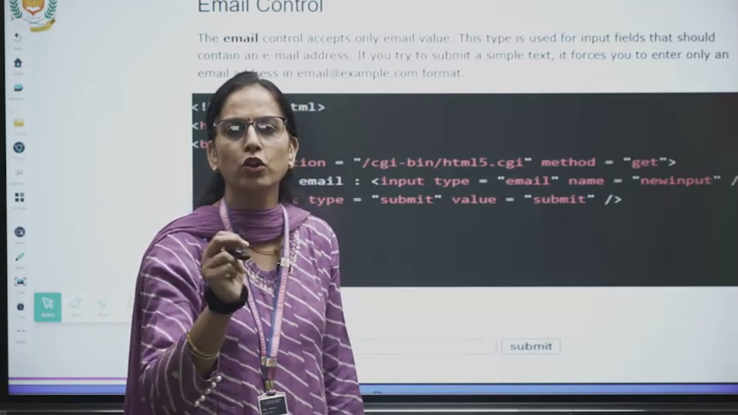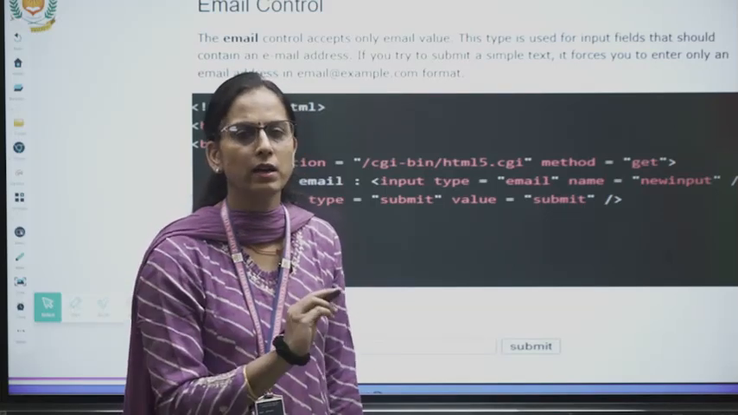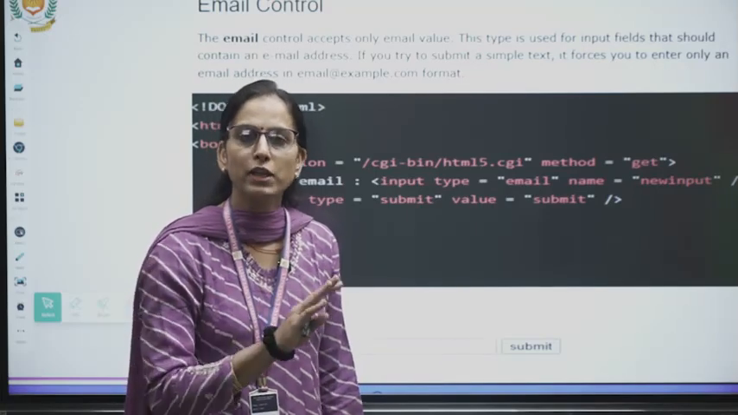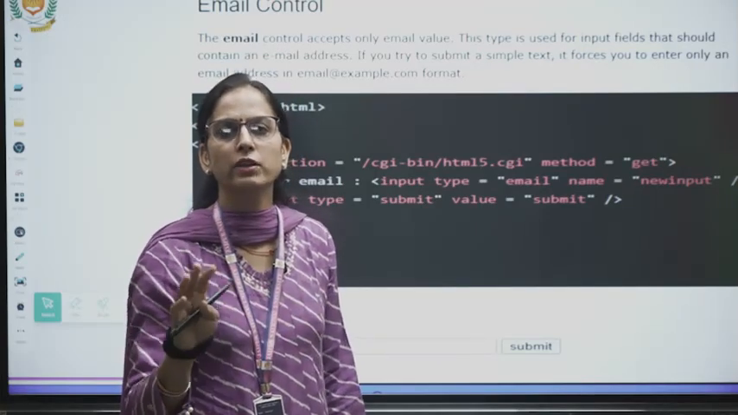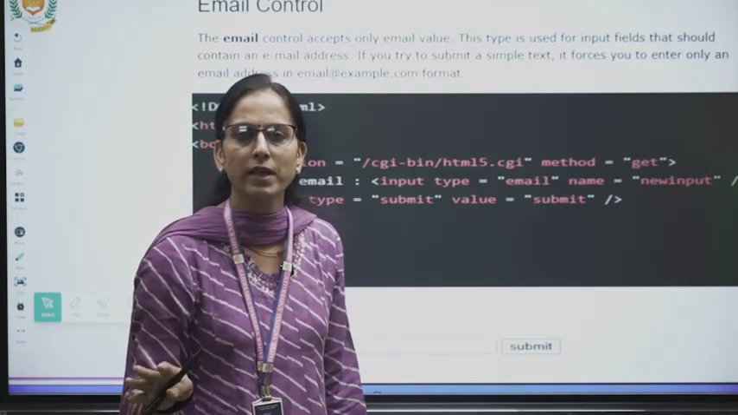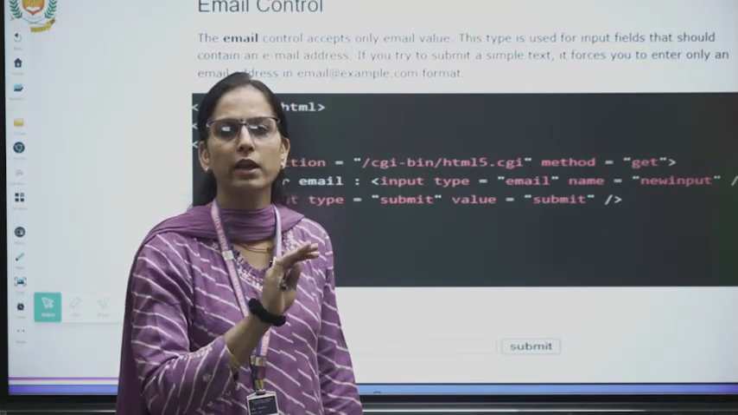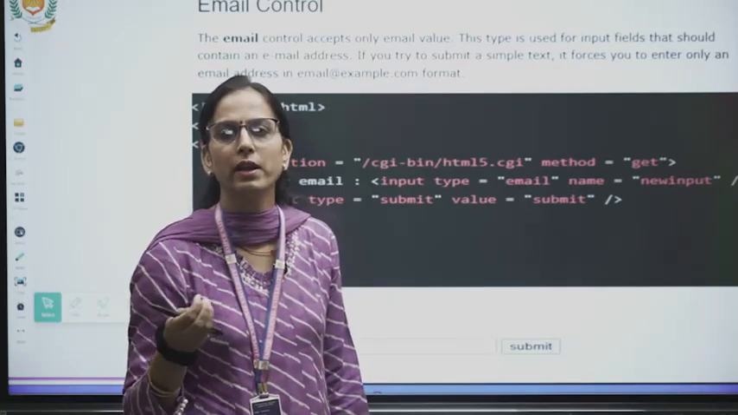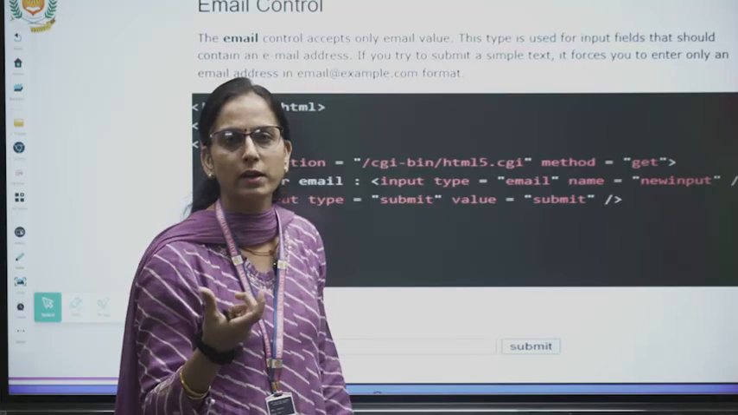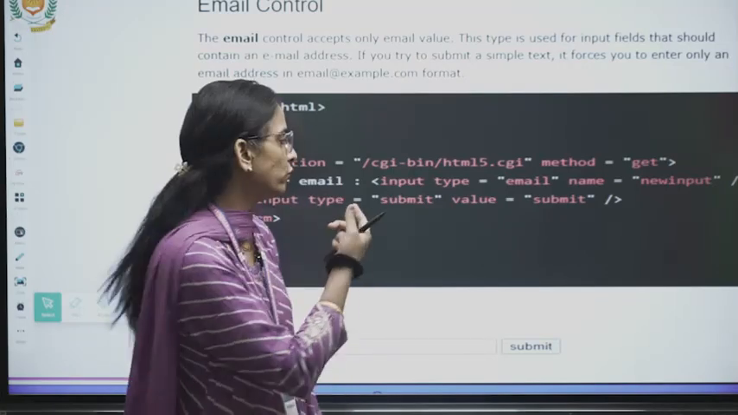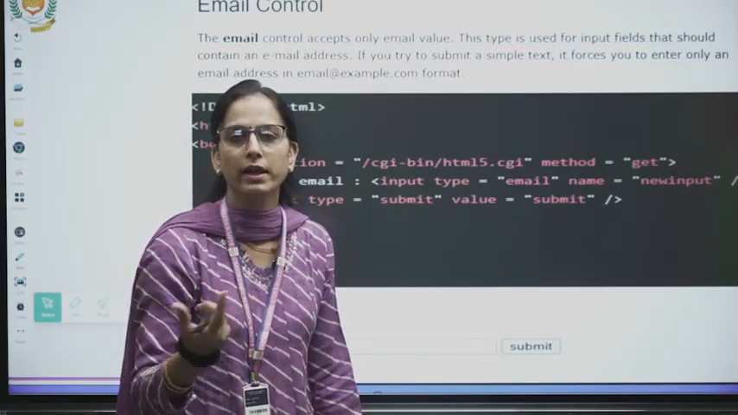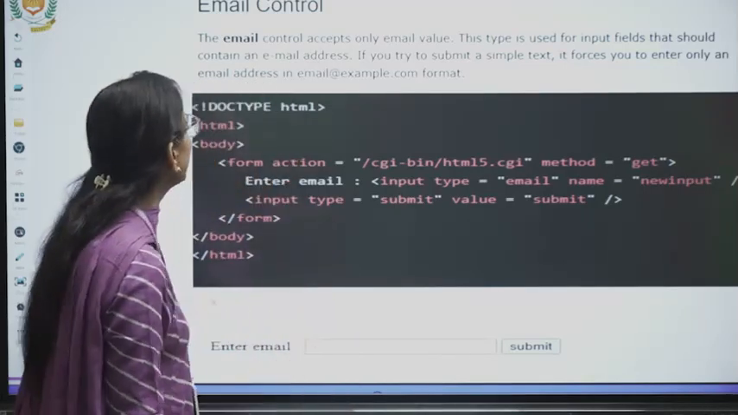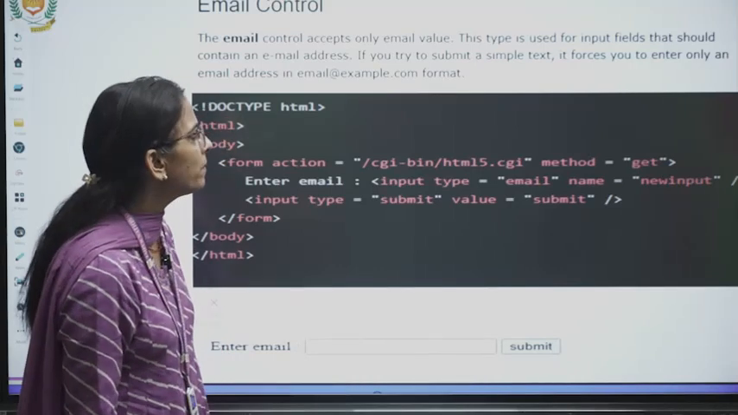If you are writing your name and press enter, nothing happens; your name will be shown in black color and normal. But as you write abc@gmail.com and just press enter, automatically it comes in blue color and underlined. It means it is the email address. This is the property of that particular text that we have to define at the time of developing and designing the web pages. So email control accepts only email values.